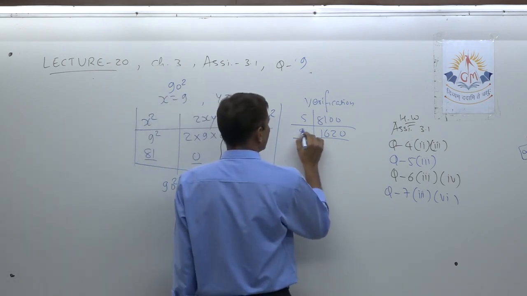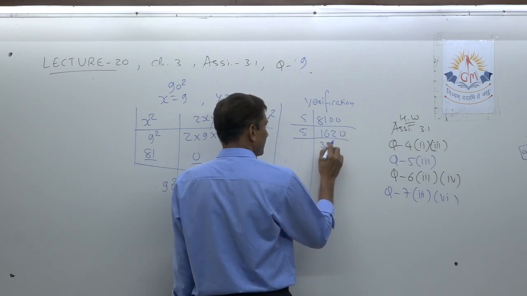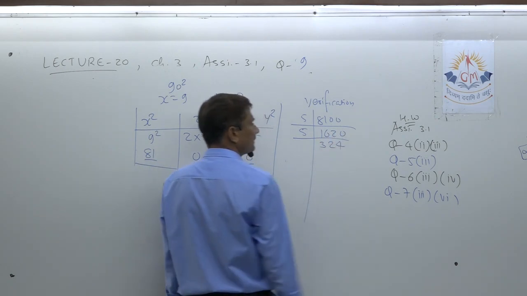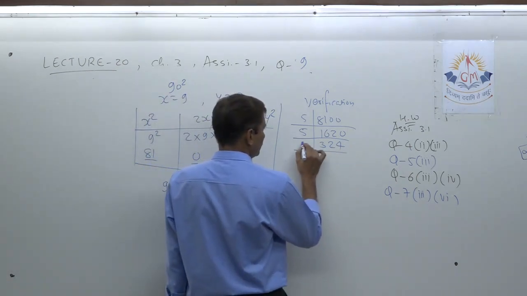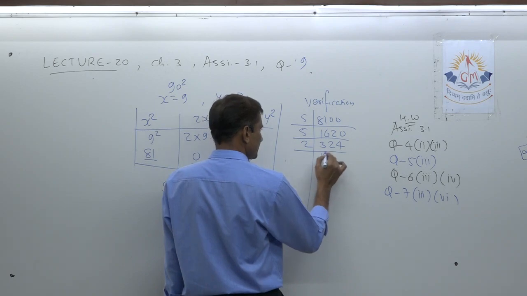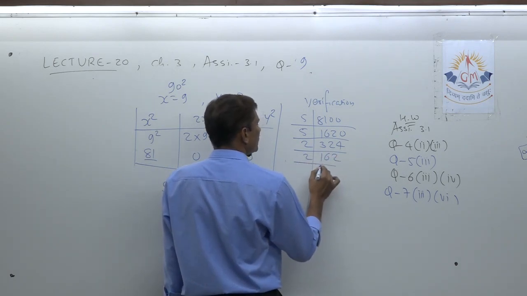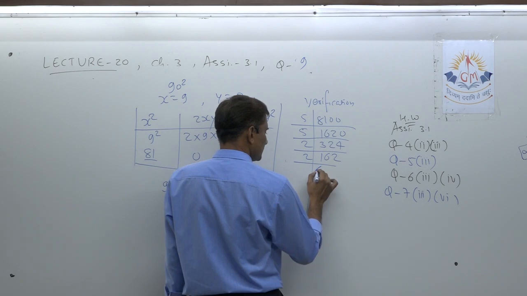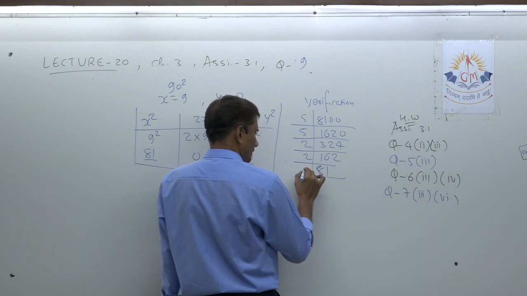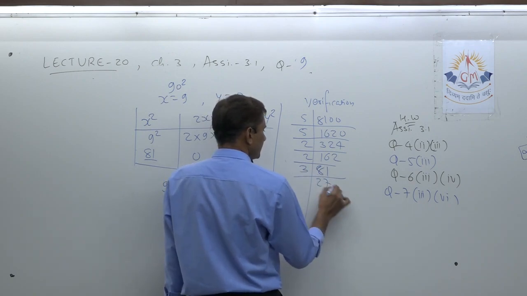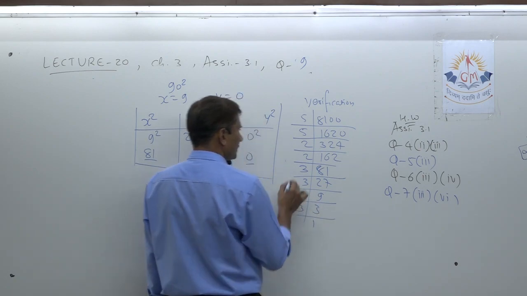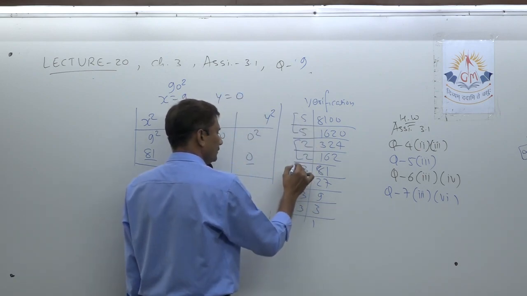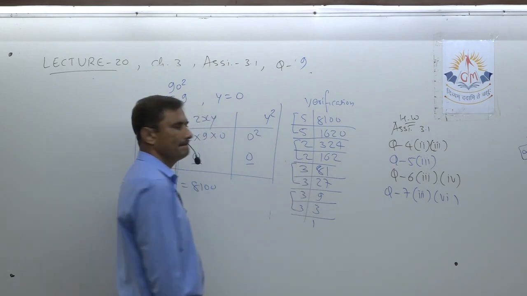Again by 5. 5 3s are 15, 12. 5 2s are 10. 5 4s are 20. Now by 2. So 2 1s are 2, 2 6s are 12, 2 2s are 4. Again by 2. 2 8s are 16, 2 1s are 2. Now by 3. 27 into 3, 9 into 3, 3 into 3 and 1 into 3. 5, 2, 3, 3.